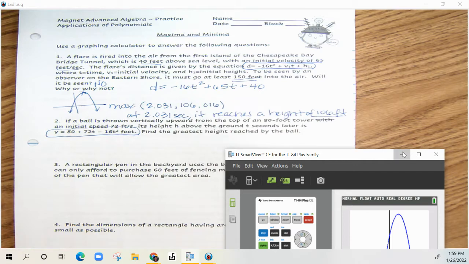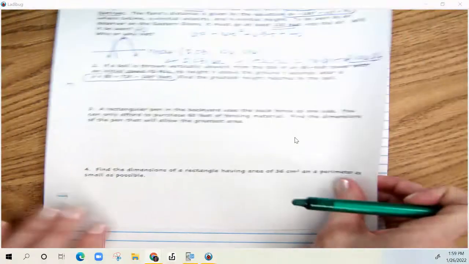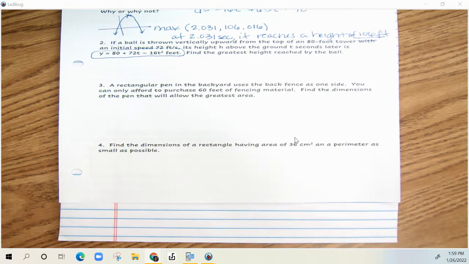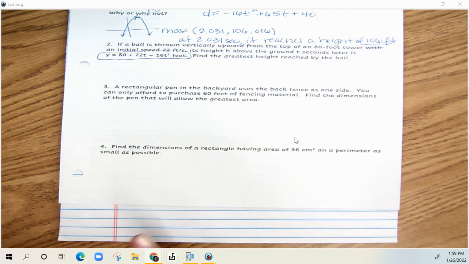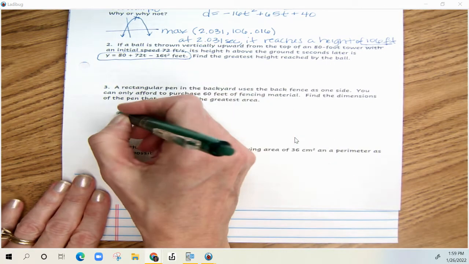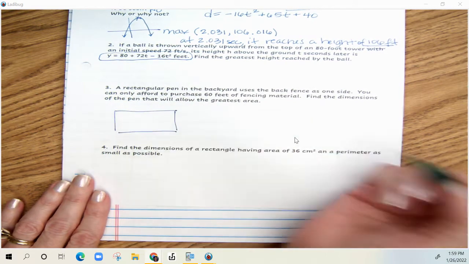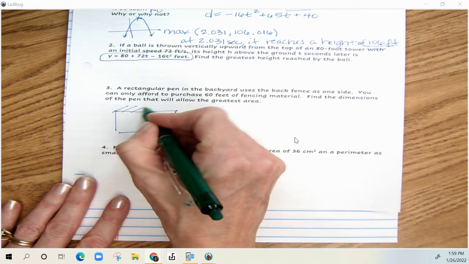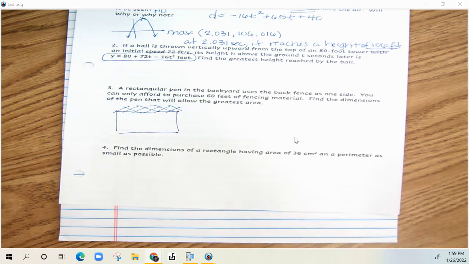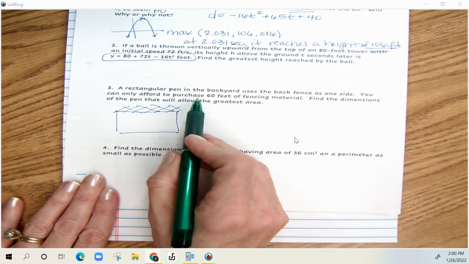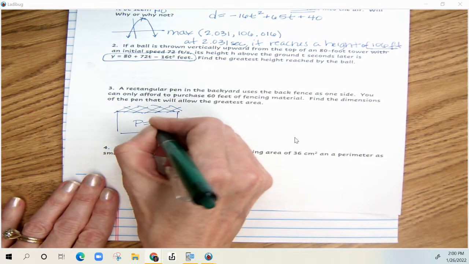All right, so now we have perimeter area problems. So I would always suggest sketching a picture. You should know the formula for area and perimeter of a rectangle. So it says there is a rectangular pen in the backyard, and it's going to use the back fence as one of its sides. You can only afford to purchase 60 feet of fencing. Fencing is always about perimeter. If you buy fence panels, you place them around the perimeter of the area you want to fence in. So if I can have 60 feet of fencing, then that means that my perimeter can be 60 feet.